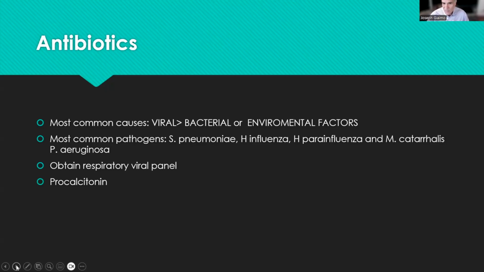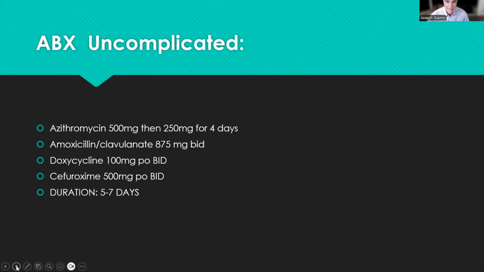So obtaining this respiratory viral profile is very helpful. And then also a blood test called a procalcitonin level. If it's elevated, that's suggestive of a bacterial infection and makes you more prone to give them antibiotics. Now, the next slide, please.